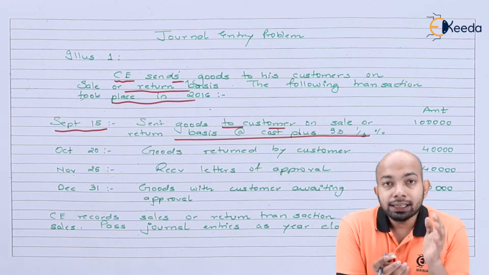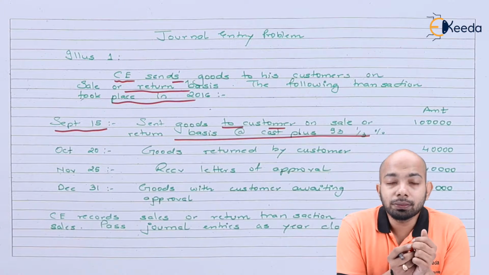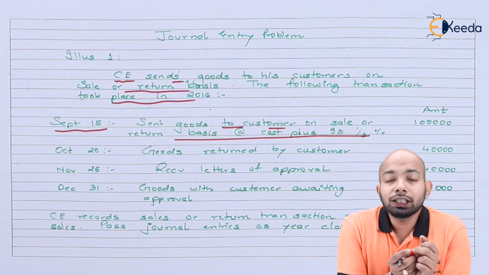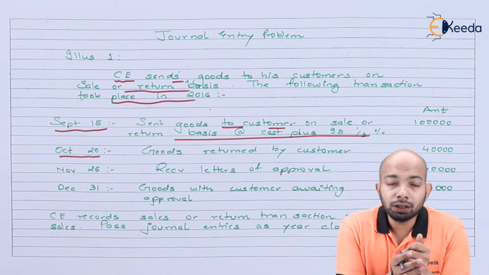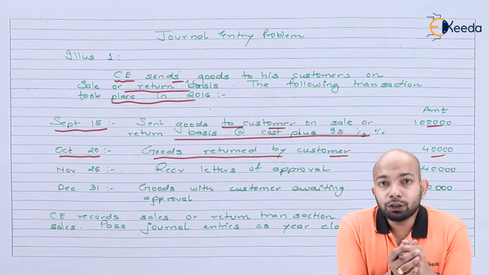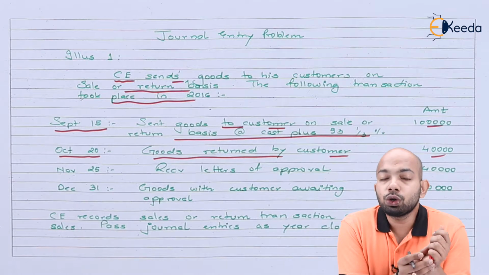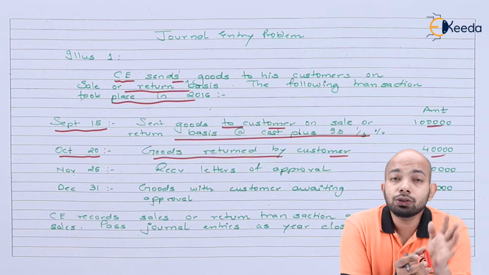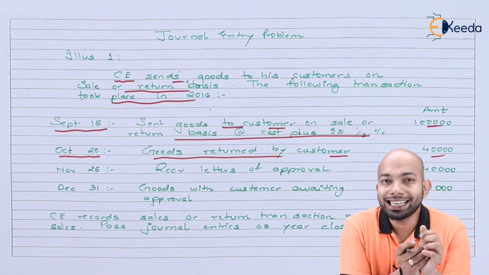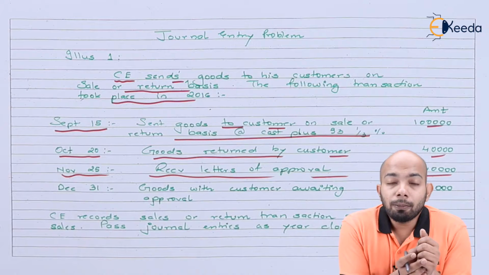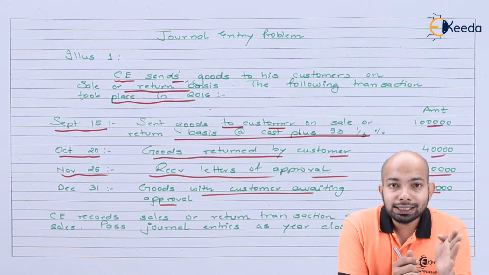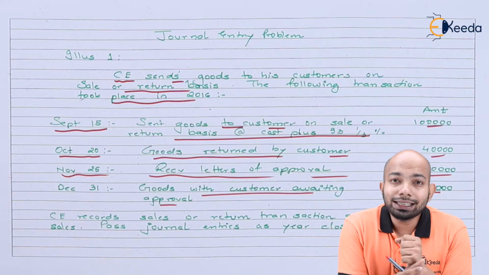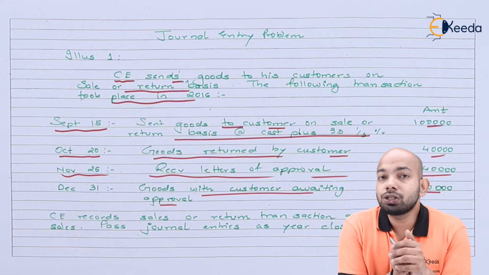On September 15th, C sends certain goods to his customer for an amount of rupees 1 lakh at cost plus 33 1/3 percent price. On 20th of October, certain goods were sent back by the customer, amounting to 40,000. On 25th of November, he received approval for goods worth rupees 40,000. That means 40,000 of goods were approved by the customer to whom he had sent the goods. On December 31st, goods worth rupees 20,000 were still lying with the customer. Now they have mentioned that C records sale or return of goods on sale as ordinary sale itself. Now we have to pass the journal entries according to that.